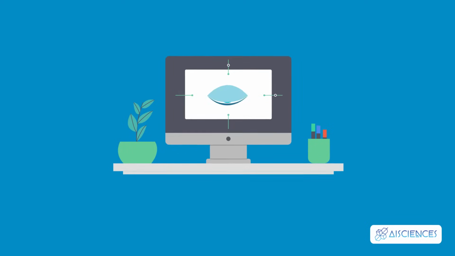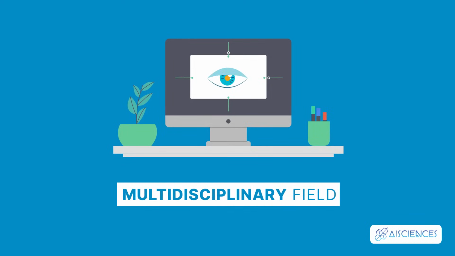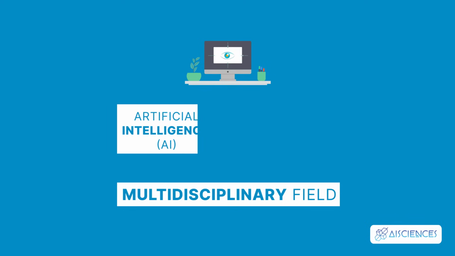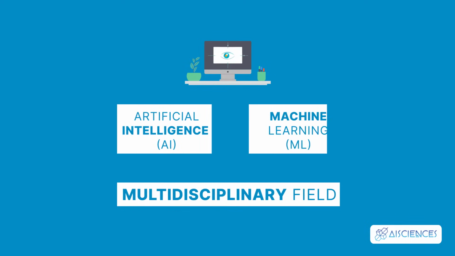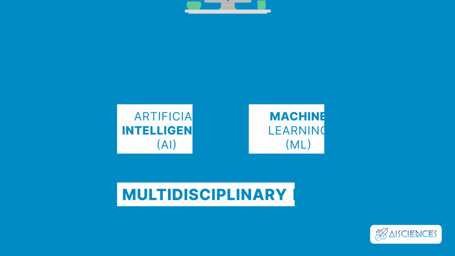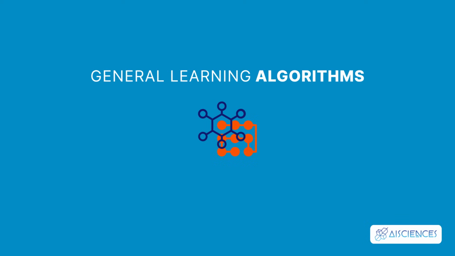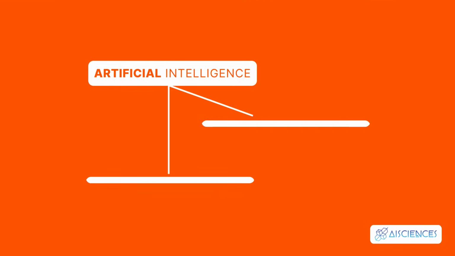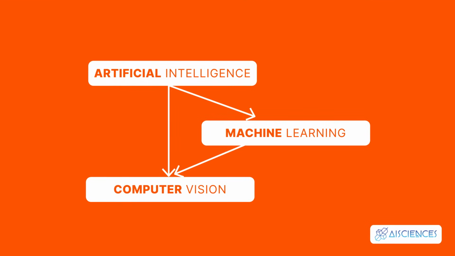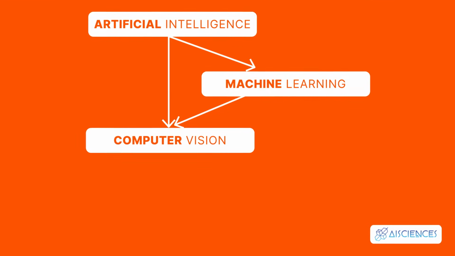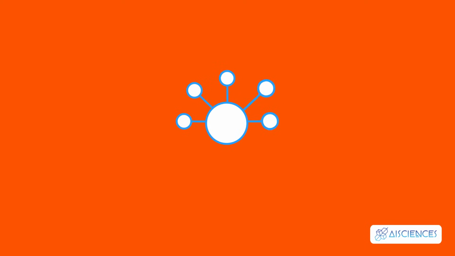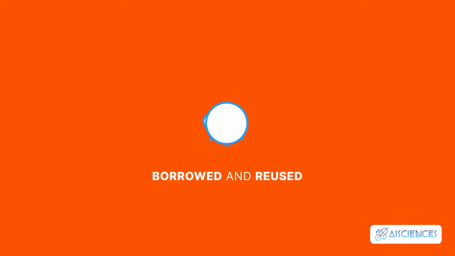Computer vision is, in fact, a multidisciplinary field. It could be called a subfield of artificial intelligence, AI, and machine learning, ML. Computer vision makes use of general learning algorithms and may require the use of specialized methods. This diagram shows the relationship between artificial intelligence and computer vision. Being a multidisciplinary field of study can seem messy for a beginner. The reason for this is some techniques are borrowed and reused from an assortment of engineering and computer science fields.